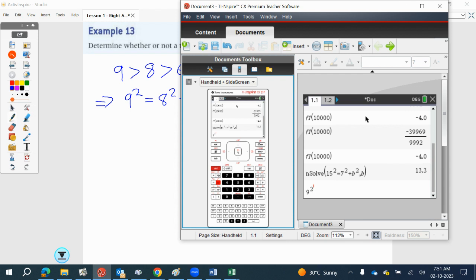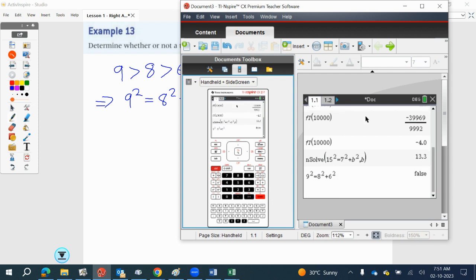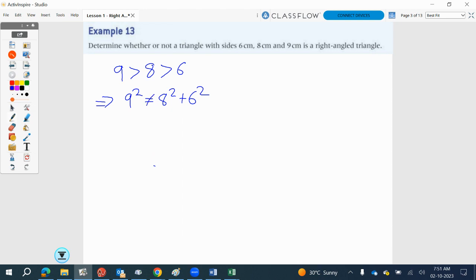If we say 9 squared is equal to 8 squared plus 6 squared, you'll get one of two answers from the calculator. The calculator will tell you true or false. So if it's false, that means that this is not a right angle triangle. If it is true, it means that this is a right angle triangle. So this is false, which implies it is not right angled.